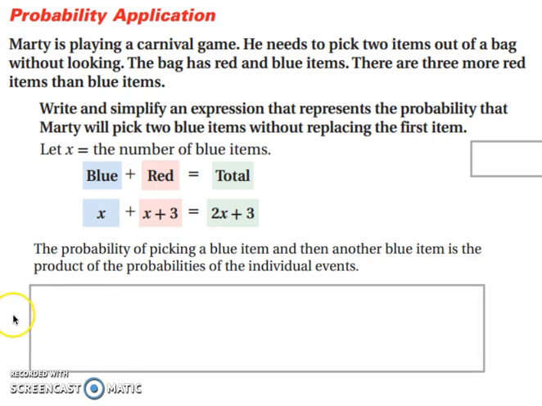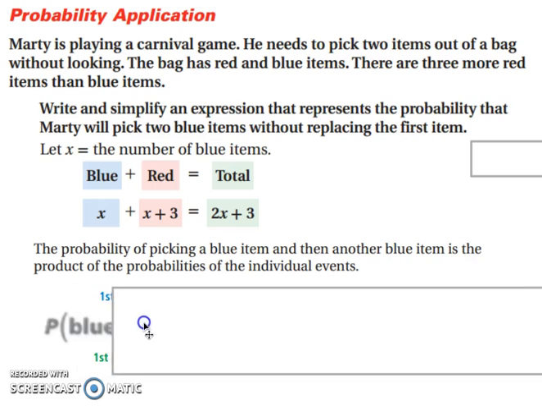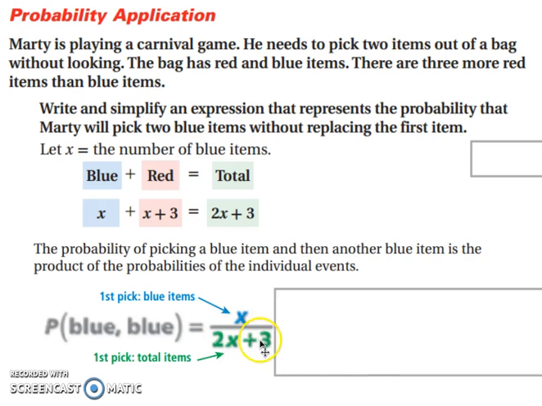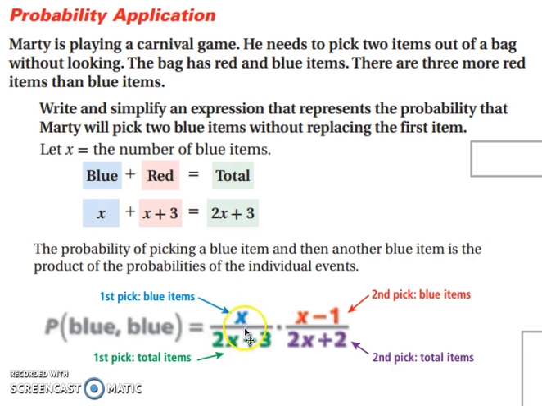Only difference is, in the past, we had actual numerical values for these instead of values with x's inside of them. So, the probability of blue, then blue. The probability of blue the first time is x over 2x plus 3, blue out of the total. But they're not putting a blue back, without replacing them. So that means there's 1 less blue if they've already taken 1. And then you have 2x plus 3, and there's 1 less out of the total. So now you have x over 2x plus 3 times x minus 1 over 2x plus 2. Now this looks like what we've been doing so far. So let's continue this problem.